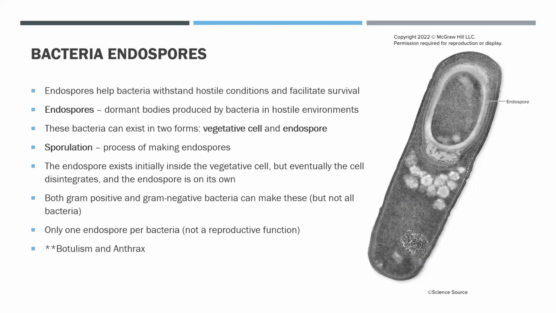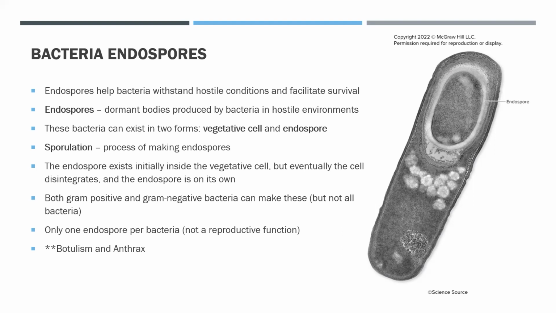And hostile environments can vary depending on the cell, but it could be things like there's too much salt, or it's too hot or too cold, or the osmotic pressure is off. Any of those kind of things can make it hostile to their survival.